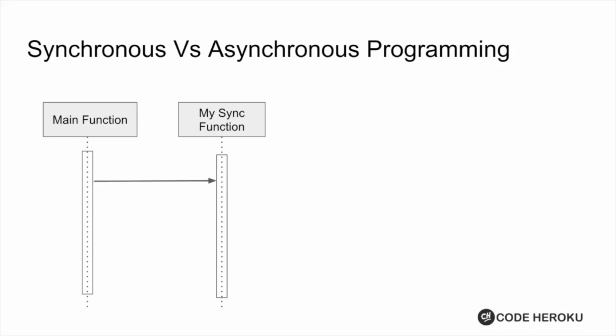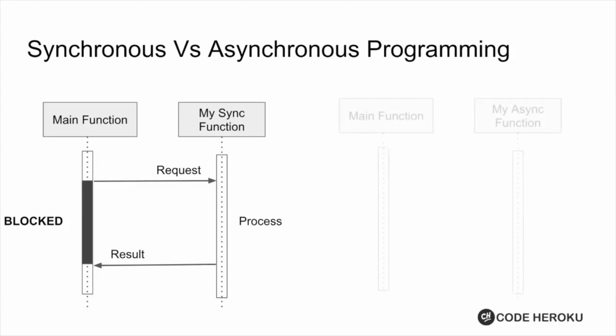So at first, the main function gives a request to your sync function, and then your synchronous function processes the request, right? And as soon as the process is finished, it's going to return the results back to the main function. But during all this time, the main function is almost blocked. It can't do anything because it has to wait for those results to come back to it. So all this time, we are just wasting the time of the main function. So how do you get around this?